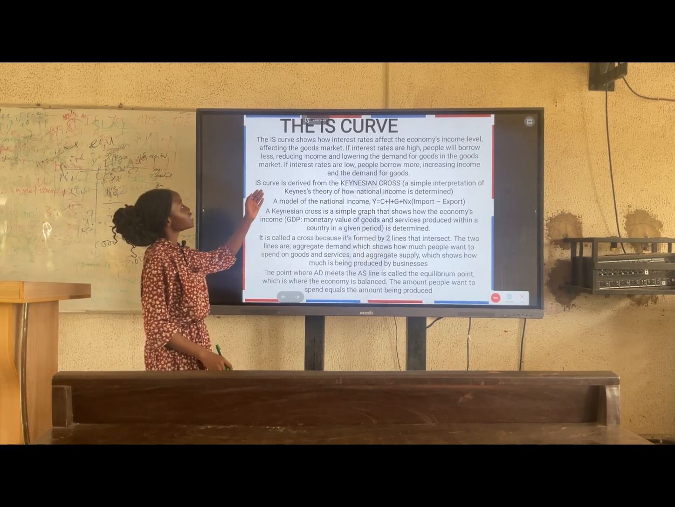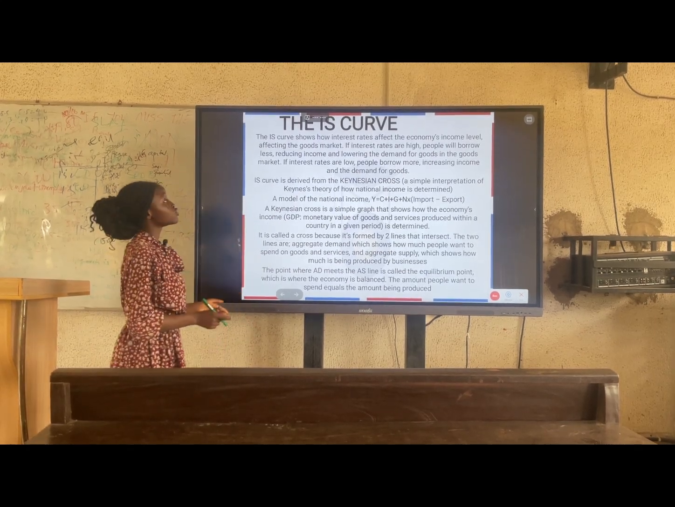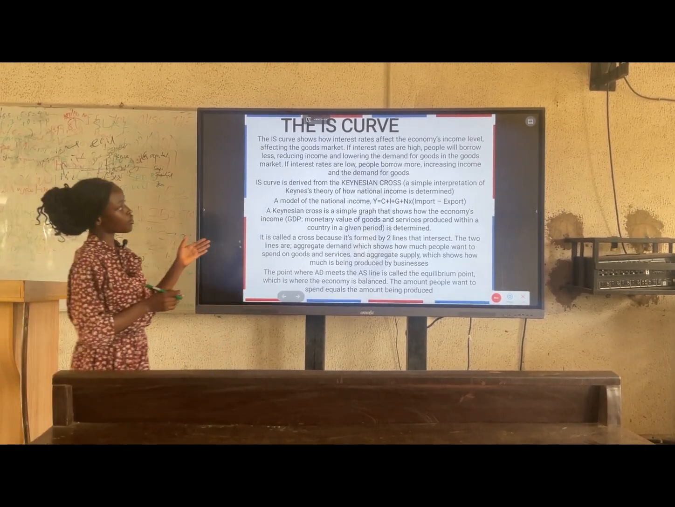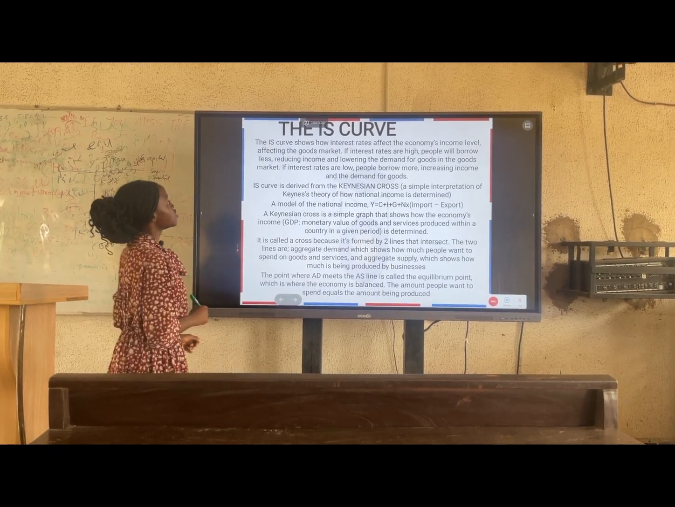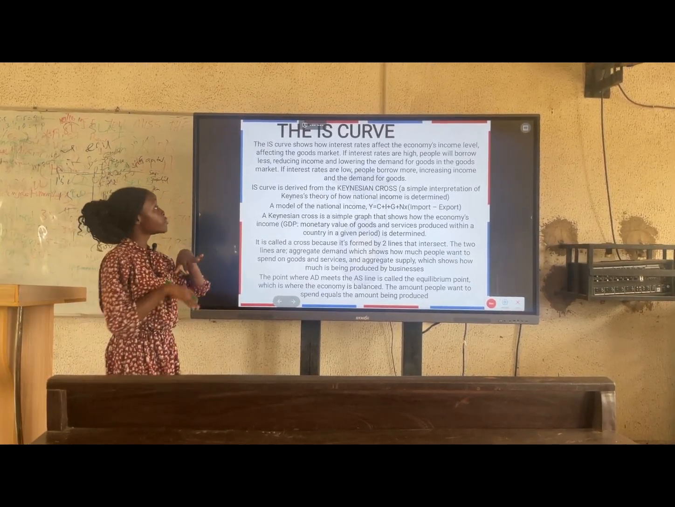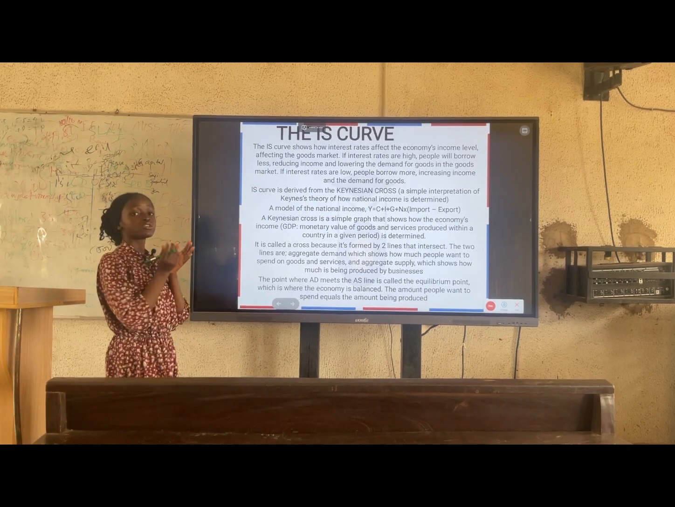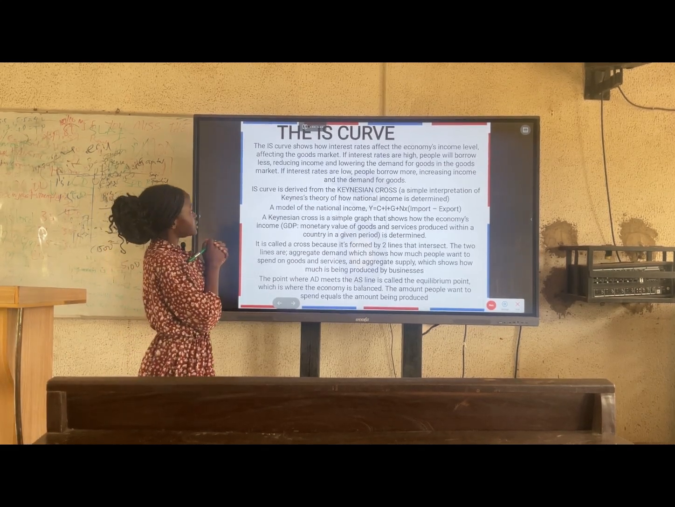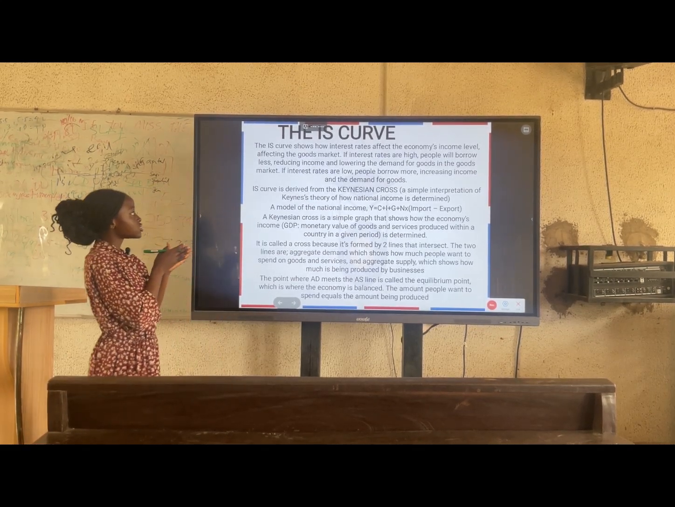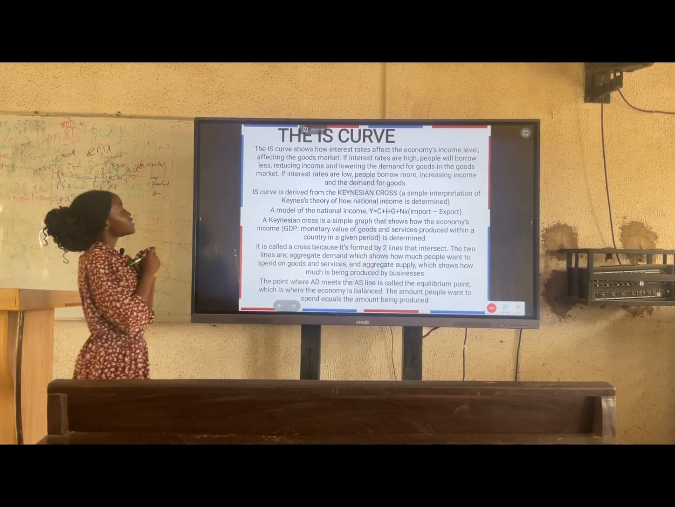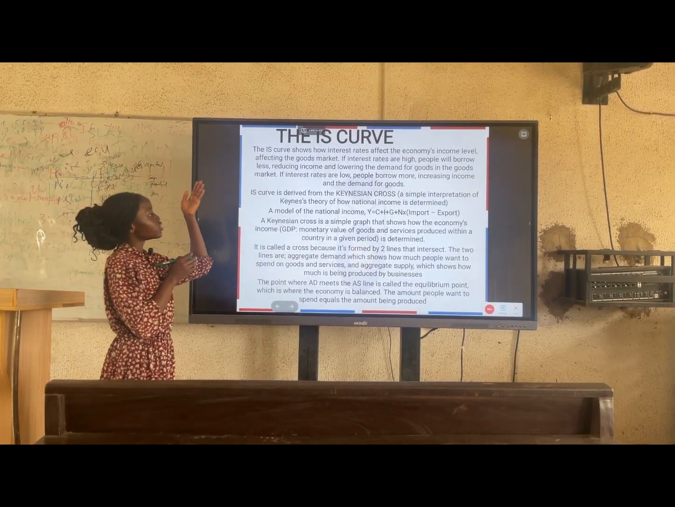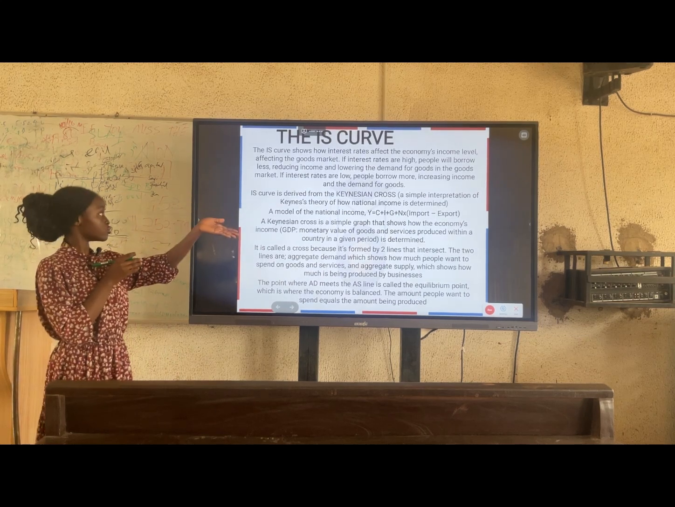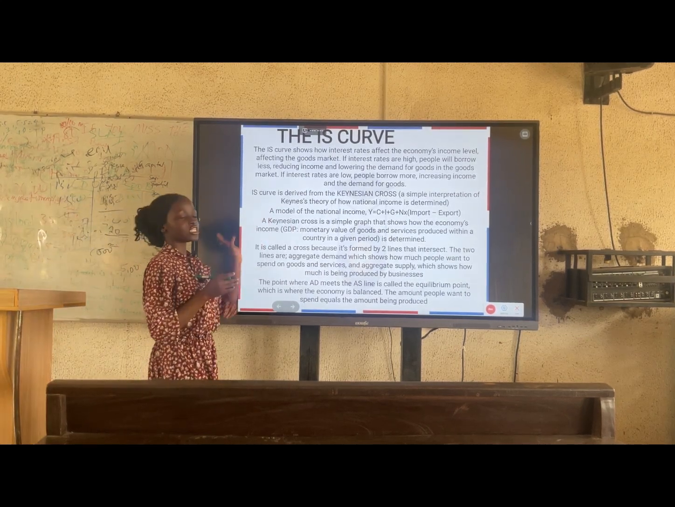So we're going to be talking about the IS curve. The IS curve shows how interest rates affect the economic income level, which in turn affects the goods market. So if interest rates are high, people will borrow less, which will in turn reduce income and then lower the demand for goods in the goods market. If interest rates are low, people will borrow more, which will in turn increase income and then demand for goods. The IS curve is derived from the Keynesian cross.